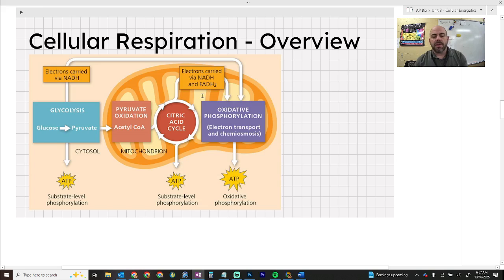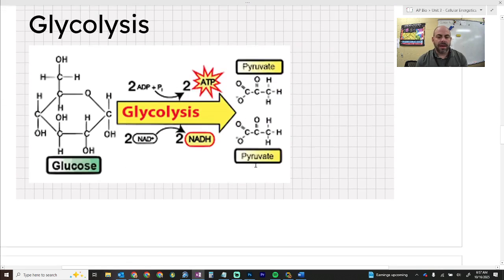And then the third step is the electron transport chain. This happens on the inner membrane of the mitochondria. This is where oxidative phosphorylation occurs. Oxidative happens in the presence of oxygen. Phosphorylation is when a phosphate is added to something. The purpose of this is to use the electron carriers created in glycolysis and Krebs in order to make ATP. And we're going to talk about how that's done. Let's look at glycolysis a little deeper.